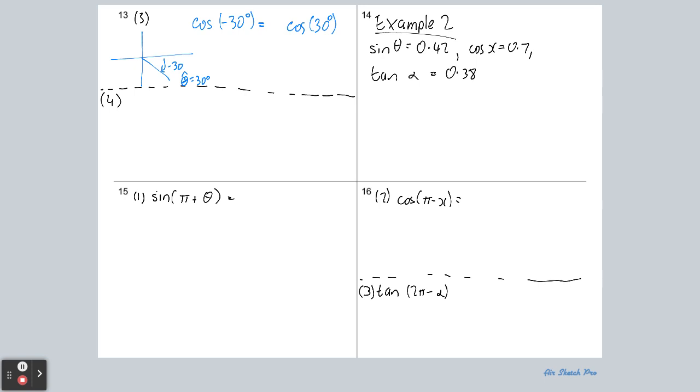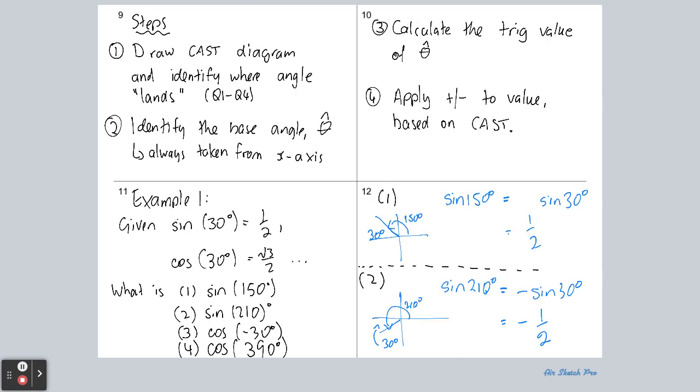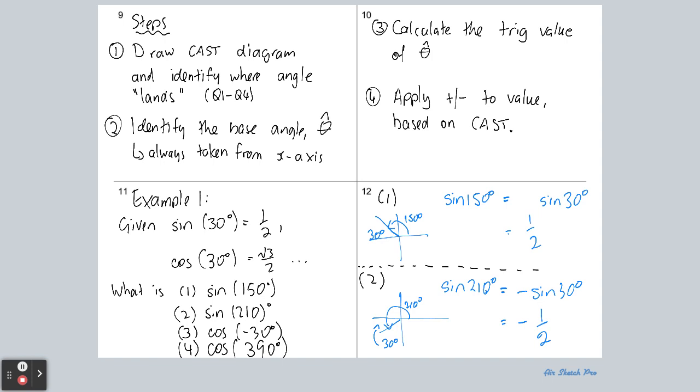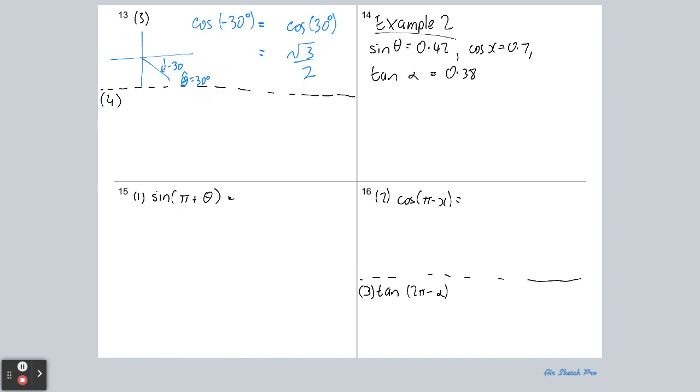I look at my cast diagram, CAST, cosine is positive in this quadrant. So that means cosine of negative 30 degrees is also positive, which means that, again, I was given this value. Cosine of 30 is root 3 on 2. And so cosine of negative 30 is also root 3 on 2. That's that done. And the last example is cosine of 390 degrees.